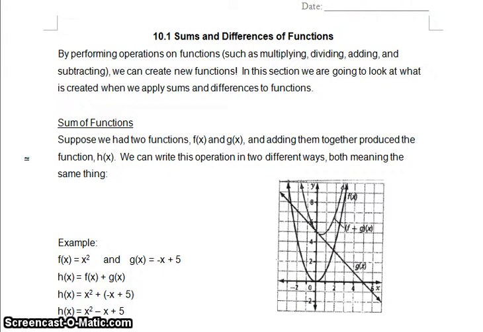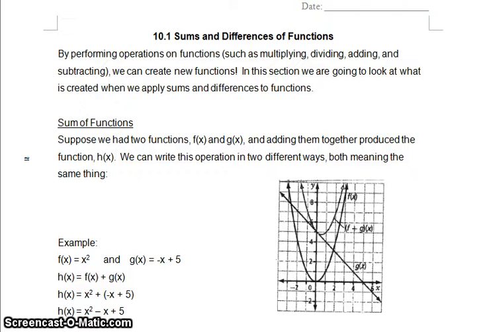To start, section 10.1, we're going to be looking at the sums and differences of functions. Hopefully you know what those terms mean. Basically we're looking at a system of functions, and we're going to be adding and subtracting them, okay? By performing operations on functions, such as multiplying, dividing, adding, and subtracting, we can create new functions.